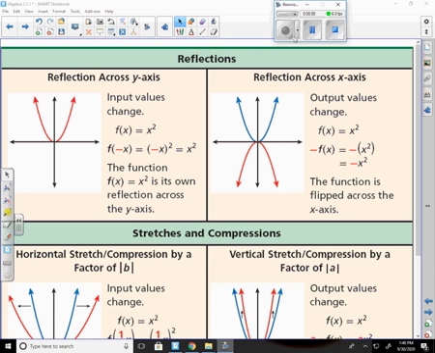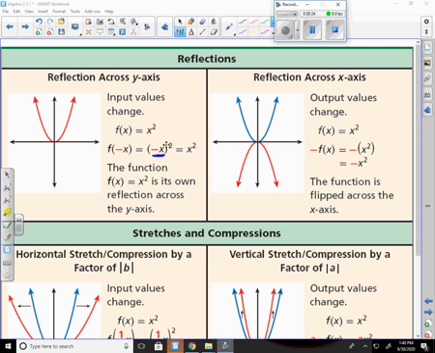Okay, today we're going to pick up where we left off yesterday in section 2.1. We're going to start with reflections. Reflection across a y-axis. So whenever we're doing a reflection across a y-axis, it's going to be inside the parentheses, especially with quadratics, inside the parentheses of the x squared.